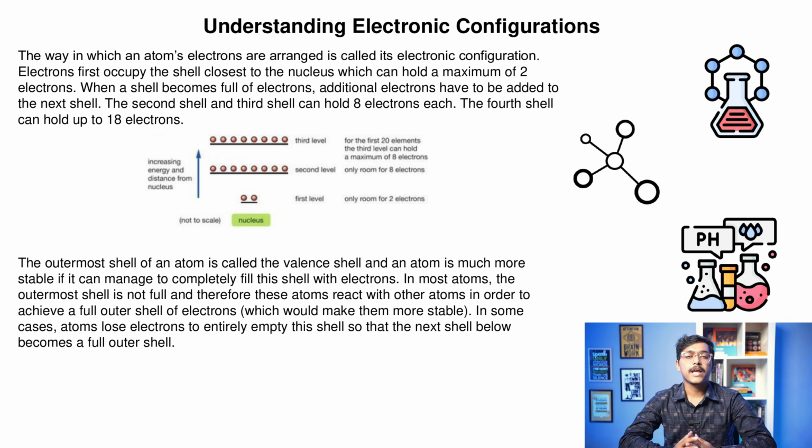The outermost shell of an atom is called a valence shell. An atom is much more stable if it can completely fill this shell with electrons. In most atoms, however, the outermost shell is not full. Therefore, these atoms react with other atoms in order to achieve a full outer shell of electrons, which would make them more stable. In some cases, atoms lose electrons to entirely empty the shell so that the next shell becomes a full outer shell, which will make them more stable.